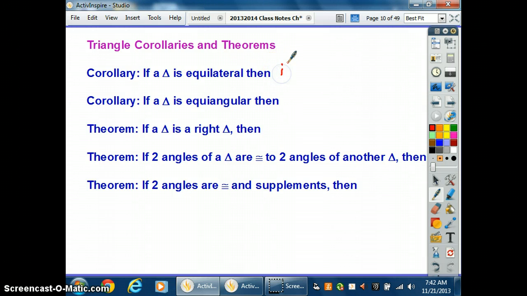Then it is equiangular. The converse is true. If a triangle is equiangular, then it is equilateral.